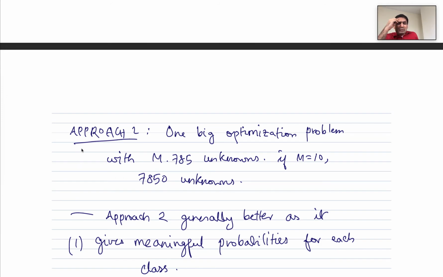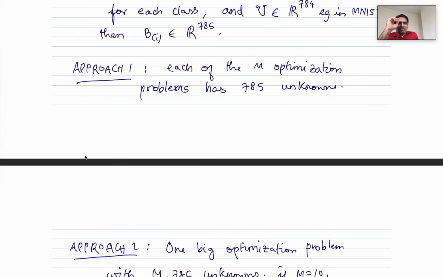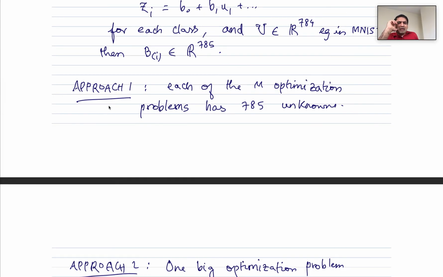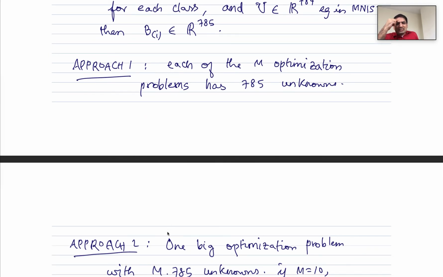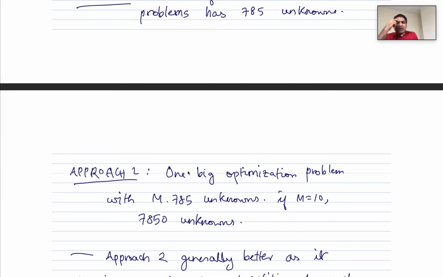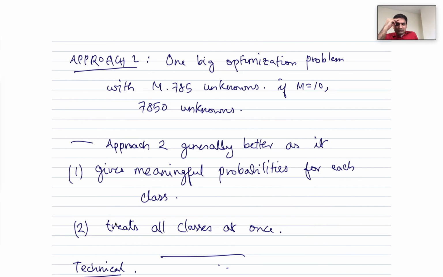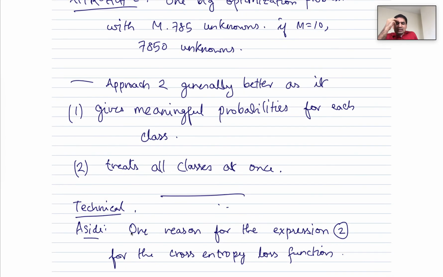So this is a bigger optimization problem, but just one of it. This is a smaller optimization problem, but you solve M of them. Sometimes this might be faster, sometimes that might be faster, but overall, the results from this would be considered better, more holistic. That's because, like we said, it gives meaningful probabilities for each class and treats all the classes all at once rather than making this independent assumption.